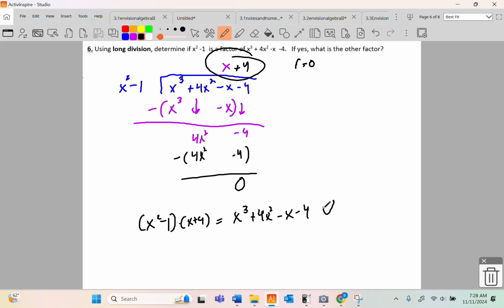You know, because we can do the FOIL method, right? Maybe, possibly.